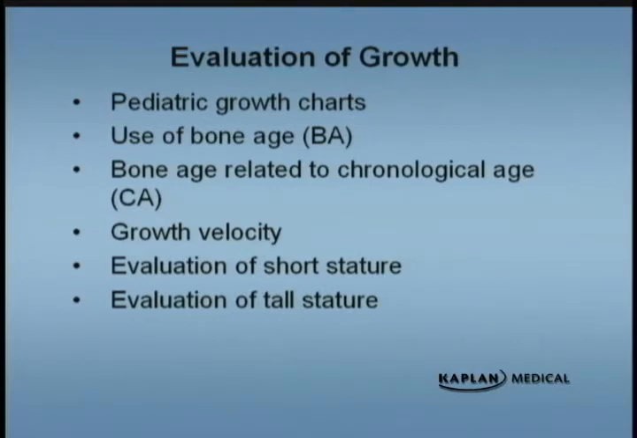And again, this is done by taking x-rays of the left wrist, that's by convention it's been chosen, and comparing the ossification centers of the wrist with known standard bone ages. We then take that bone age and compare it to the patient's actual chronologic age and make certain determinations. Growth velocity is also important in the evaluation of growth, and then you can go ahead and evaluate short stature and tall stature.